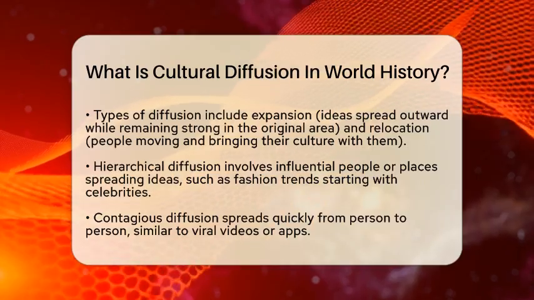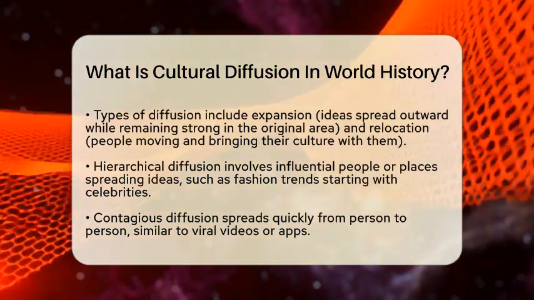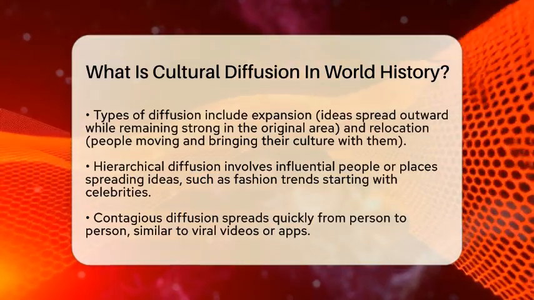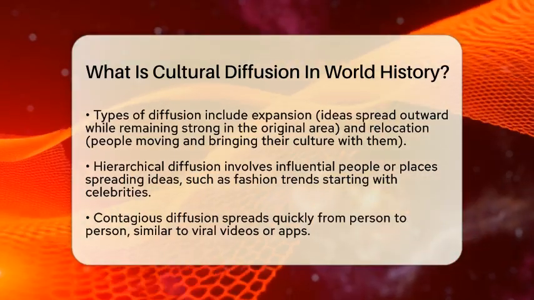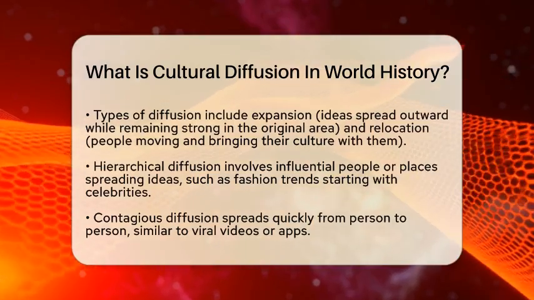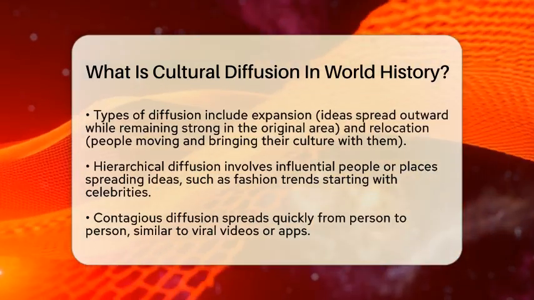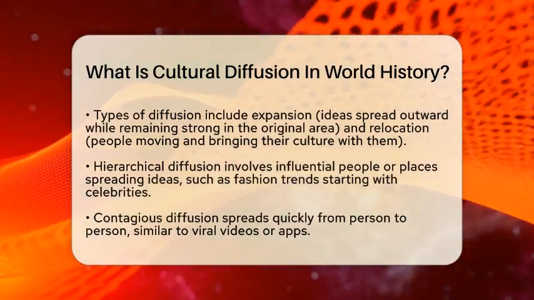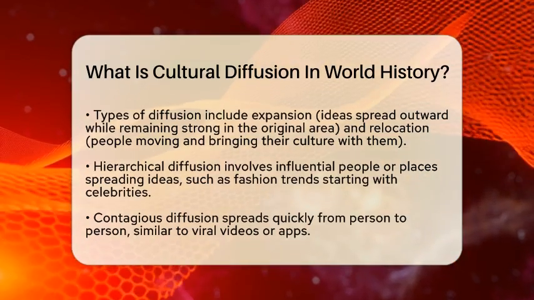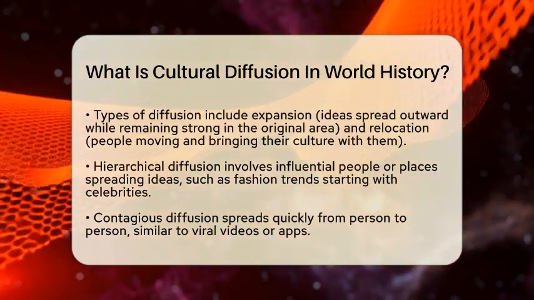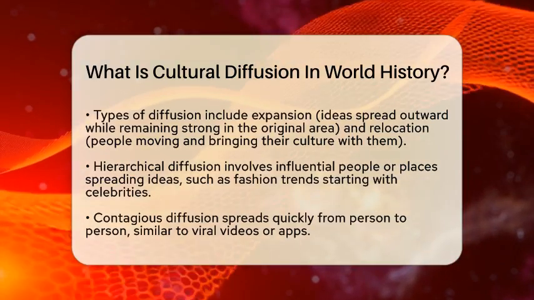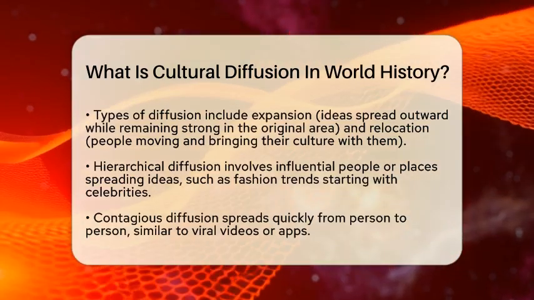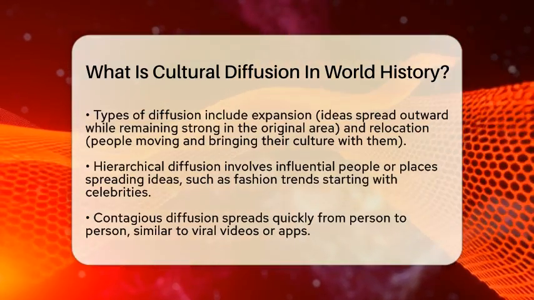There are different types of cultural diffusion that explain how ideas and practices spread. Expansion diffusion happens when a cultural idea starts in one place and spreads outward while still remaining strong in its original location. An example is the spread of Islam from the Arabian Peninsula to other parts of the world. Relocation diffusion occurs when people move to a new area and bring their culture with them. European settlers bringing their languages and customs to the Americas is a good example.